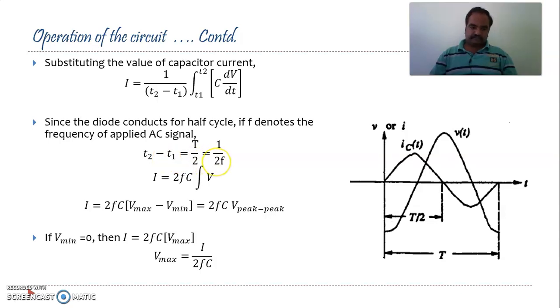So if V minimum is considered to be 0, then V max can be given by I by 2fC. The same is shown in the waveform here. This is the voltage applied, this is the capacitor current. Based upon this, you are going to measure the maximum value of your applied AC signal. The formula is V max is equal to I by 2fC.